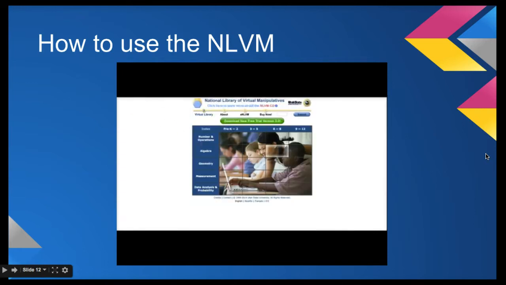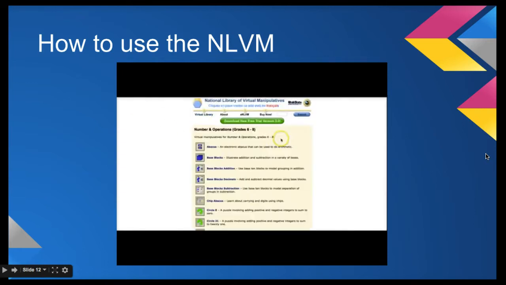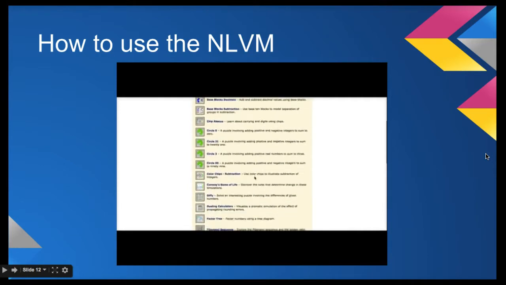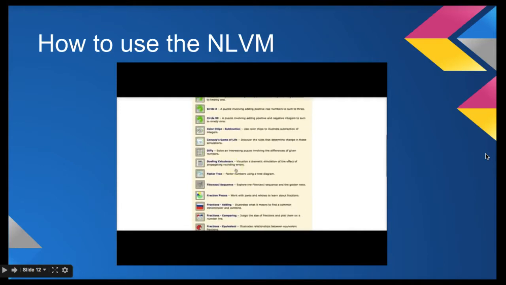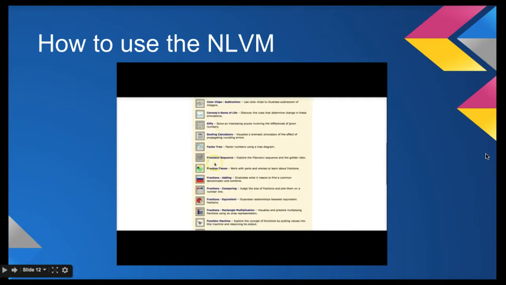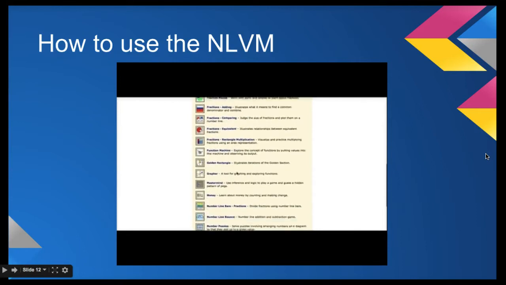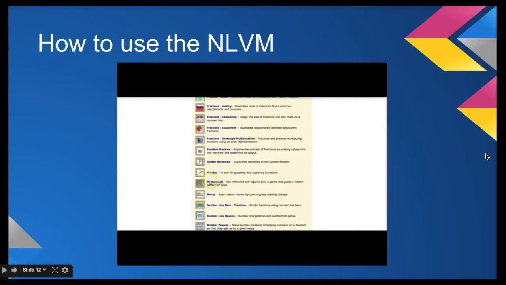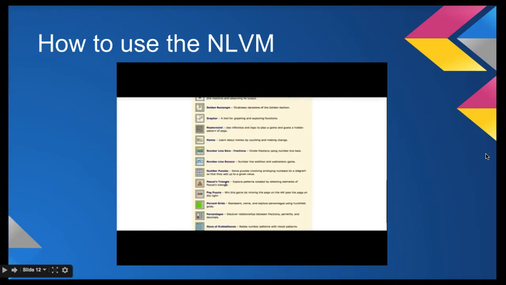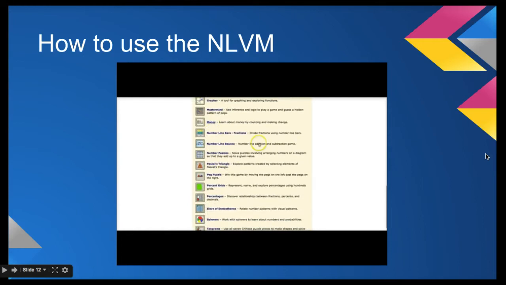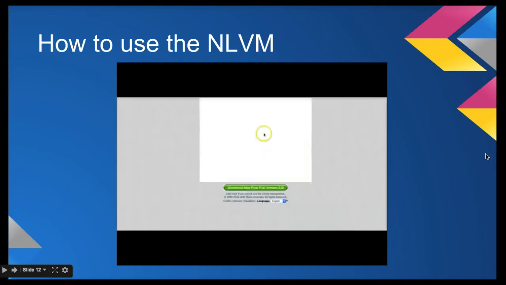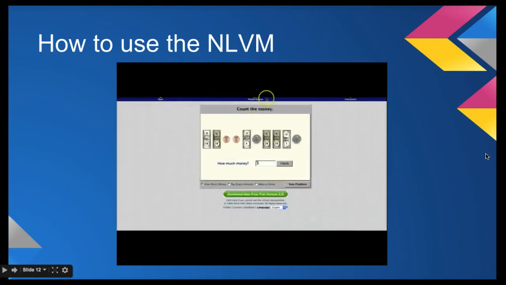If we go back and we click on numbers and operations, you can see color chips for subtraction, dueling calculators, yet again the grapher, or Mastermind, which is a logic game, which is a lot of fun, or even you could learn about money and counting and making change. So then there's this simple game where you just have to say, how much money is this?